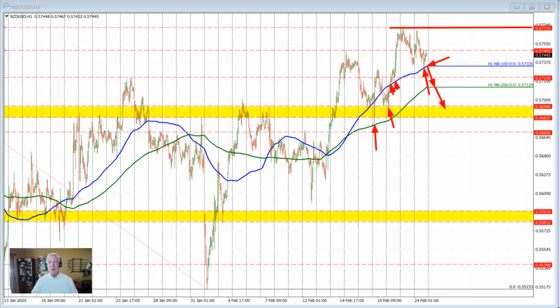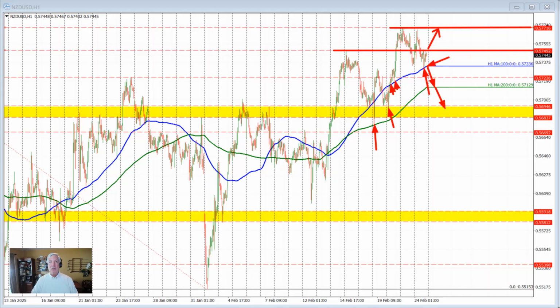That's clue number one. Now on the top side, we need to keep the momentum going in that direction, and in order to do that, we need to get above this high price that we saw in trading last week toward the beginning of the week at 0.5749. Get above that level, and it should open the door for another retest of our high price, our double high up here that came in at 0.57716.